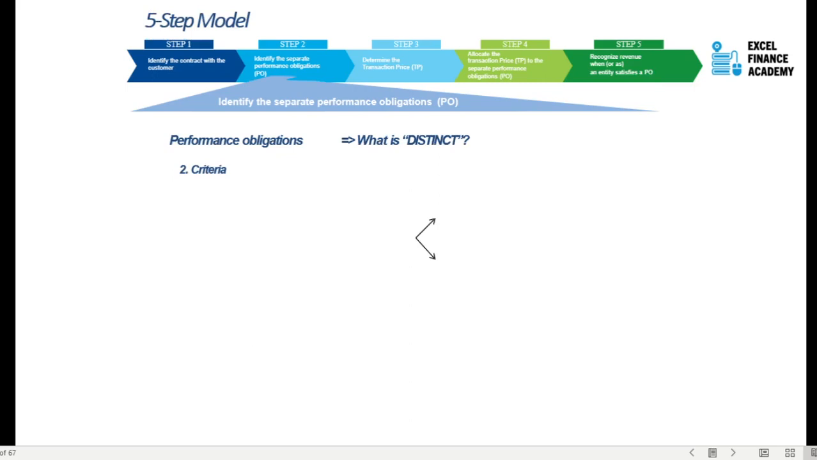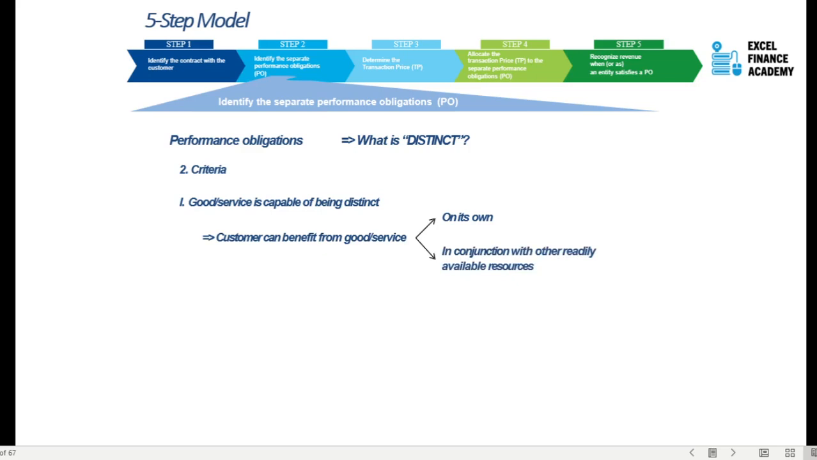Now the criteria for distinct services. The first is that the goods and services are capable of being distinct if the customer can take the benefit from these goods and services on their own, or in conjunction with other readily available resources. Basically, the customer does not have to depend on you to provide something else in order to enjoy the benefits of these goods and services. If there is such a dependency, then it has to be combined. We will look at some more examples in the future slides to understand it easily.